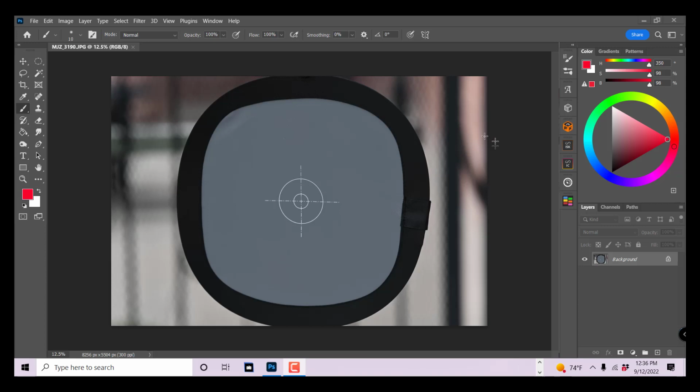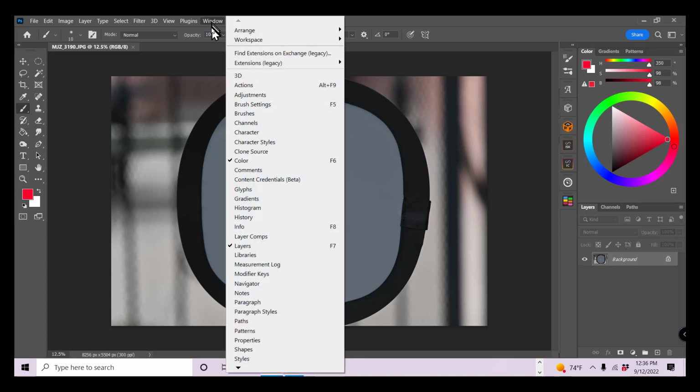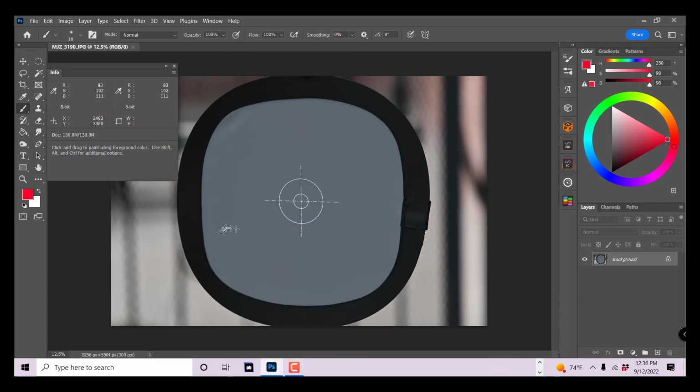Number one, we want to check what is the level of our gray card and what are the levels in each of the three channels. One way it helps, if it's not already up on your menu, is go to Window and slide down and turn on your Info tab. If you look over here, when I hover the eyedropper anywhere on the gray card, it's going to show the numbers for the red, the green, and the blue channel.